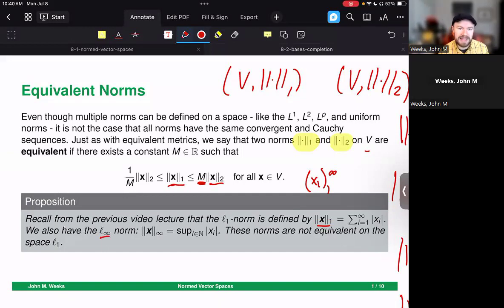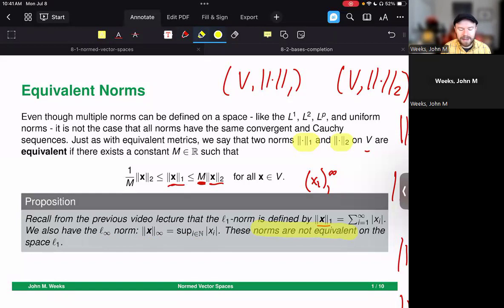We know that the metric that this induces is that of the uniform metric, the one in which it's very difficult to go through and make some sort of convergence here because you have to basically have your sequences converge uniformly. And you can see that the way that works here is you take the norm x sub infinity and you get the supremum of the absolute values of these x sub i. It turns out that these norms are not equivalent on the space little L1.